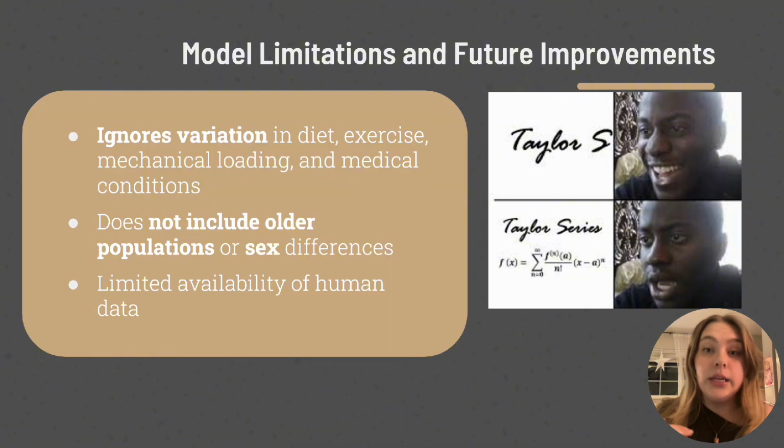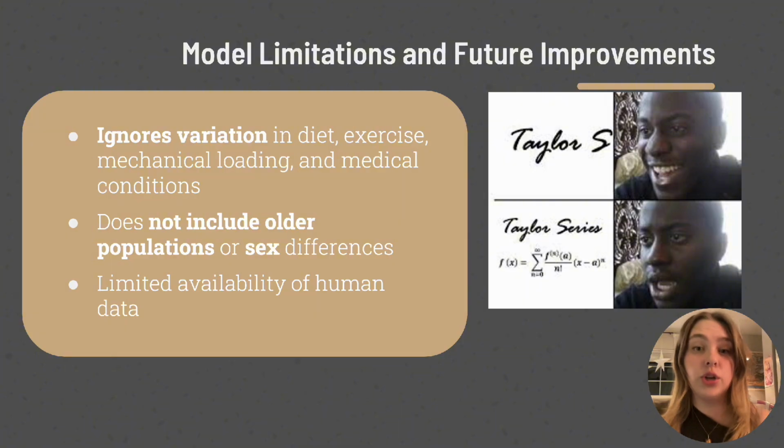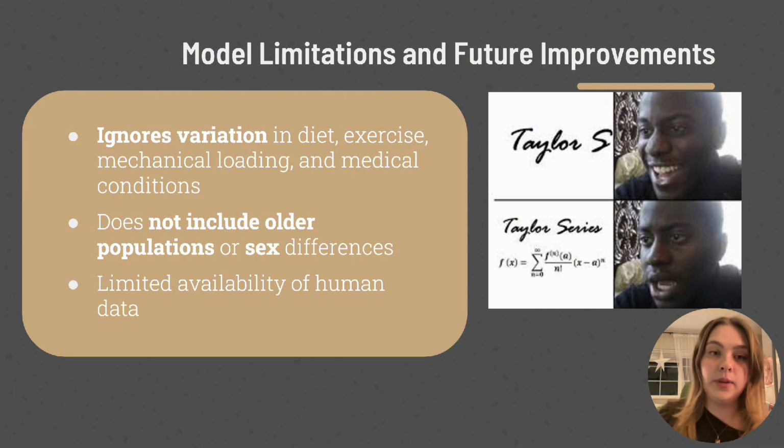For our model, we kept things pretty simplified. We didn't account for any real-world factors like diet, physical activity, mechanical stress on the bone, or any underlying medical conditions, all of which would influence healing time. We also only compared a typical child and adult, so the model doesn't include older populations or any sex-based differences. We were also limited by the amount of human data available on tibia healing, making it harder to detail the model as much as we wanted to.